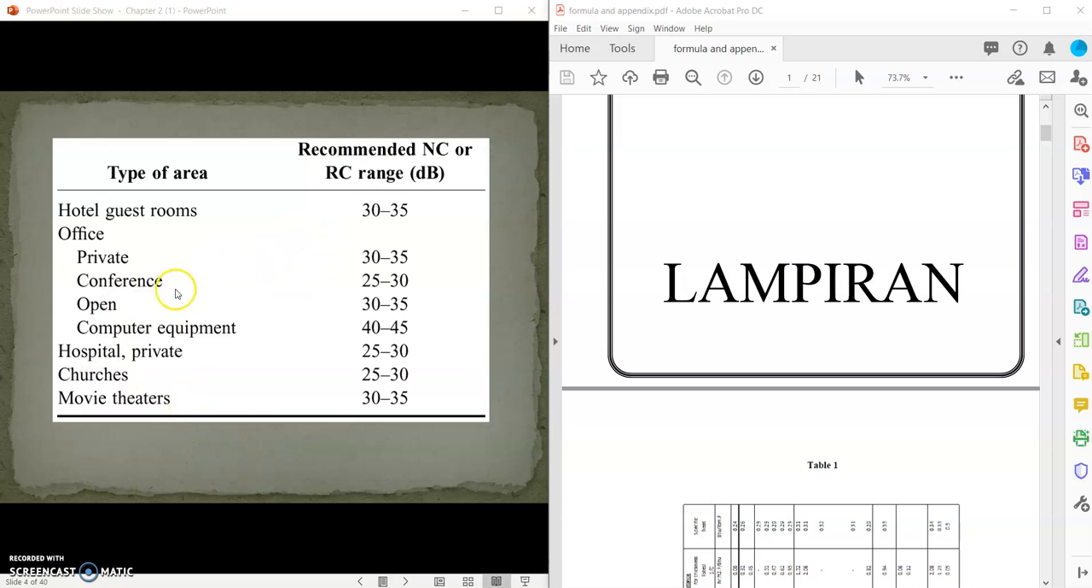Alright, so this is the recommended noise level for the area. This is the type of area and the application of the area. Usually the recommended noise level refers to those particular areas.